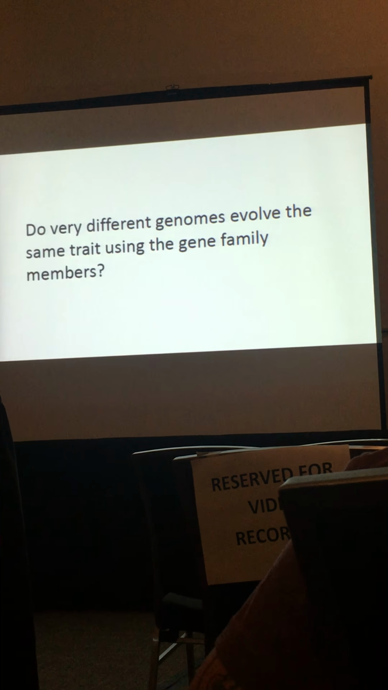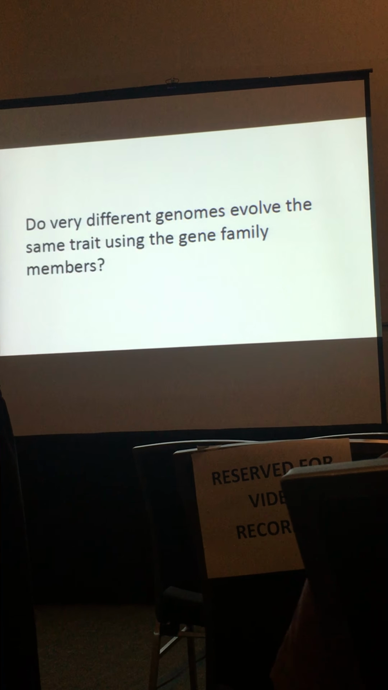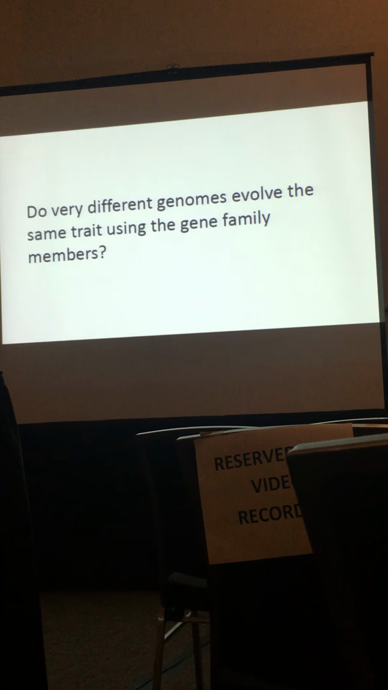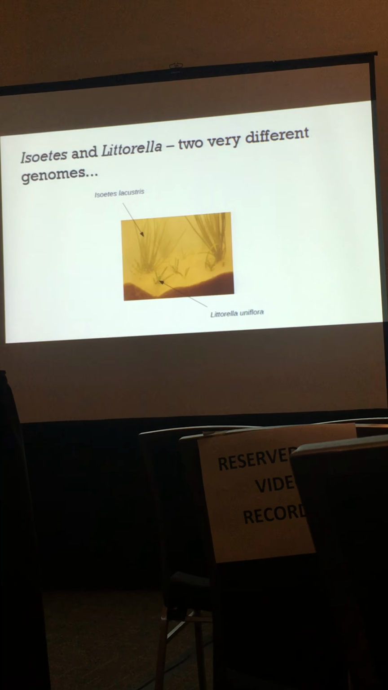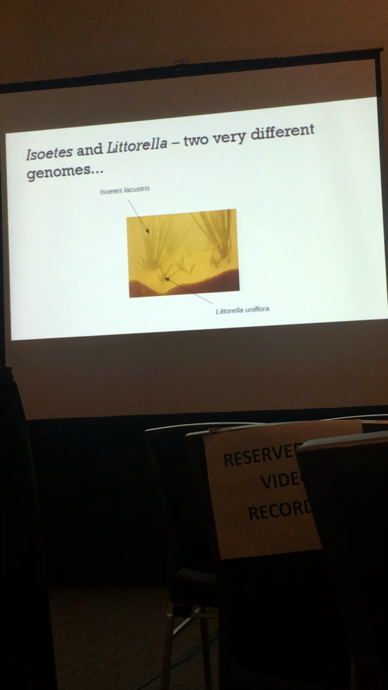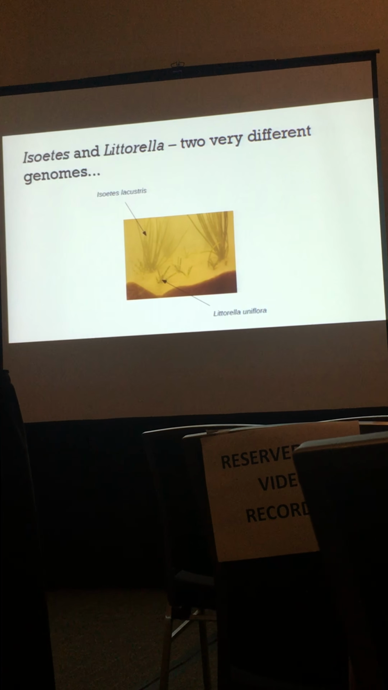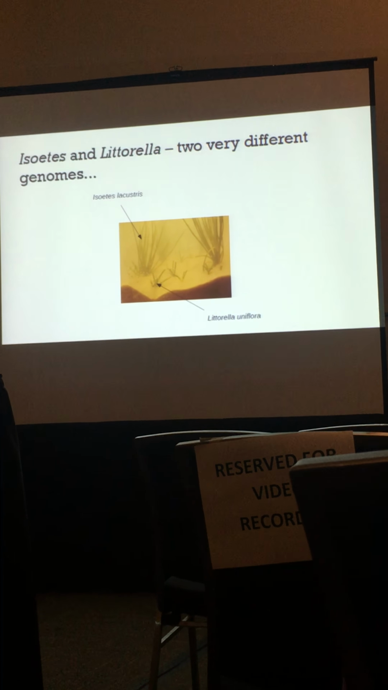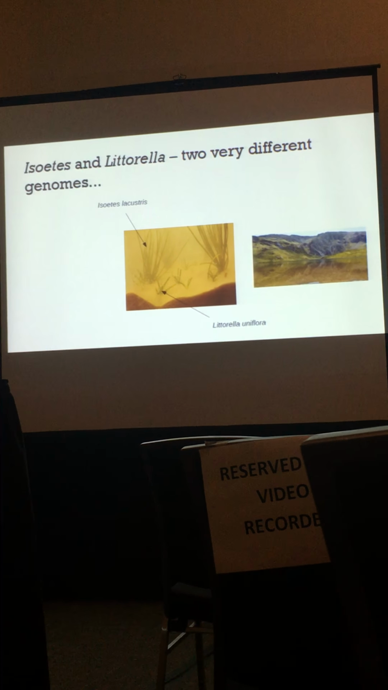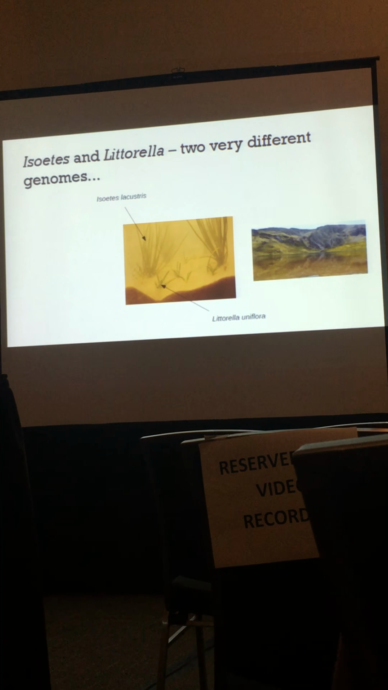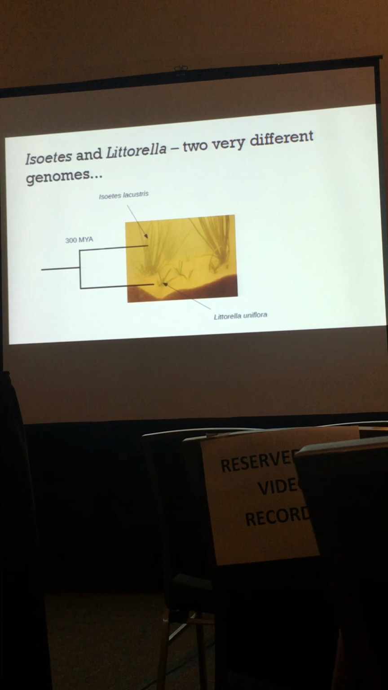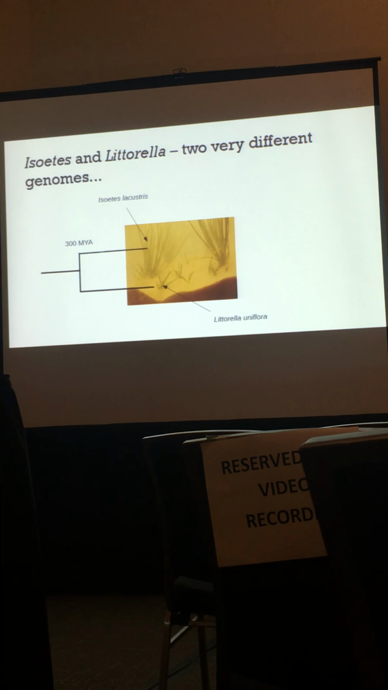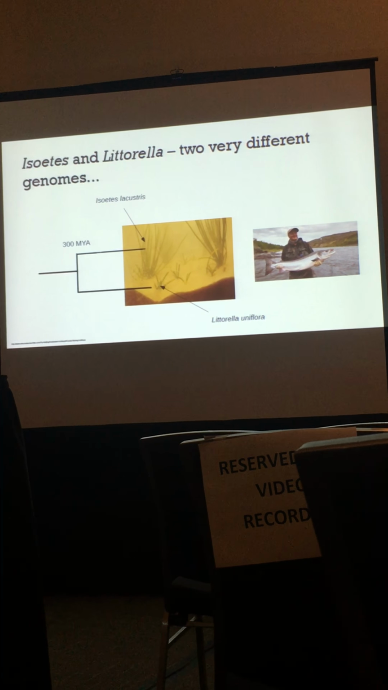So I want to look at some very different genomes and ask, do they evolve the same trait using the same members within a gene family, with the same specific lineages? The very different genomes I've been looking at are Isoetes and Littorella. They look pretty similar. They're both aquatic plants. Isoetes is the slightly bigger one at the back, Littorella's in the front. They both live in the same environment, in these low nutrient, low carbon lakes, like this one in Wales, where we've got these plants. They diverged 300 million years ago, so they look really similar, but actually their genomes are very distantly related. They're no more related than this man and this salmon.